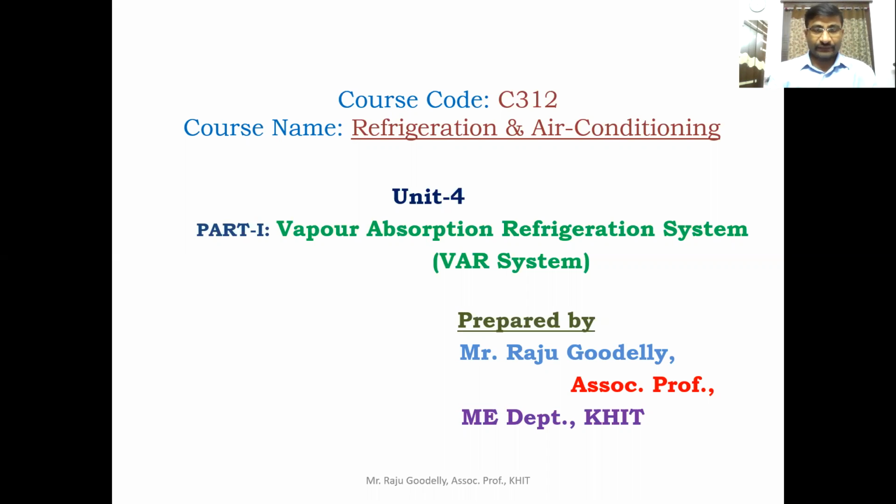Till now we discussed the VCR system, isn't it? In unit 3, the components in the VCR system. In unit 2, the working and the types of VCR cycles, that is, vapor compression cycles. Clear? So this is the VAR system. It is the oldest system when compared to the VCR system. The main difference between these two is that the input for the VAR system is heat energy in place of work energy as in the VCR system.